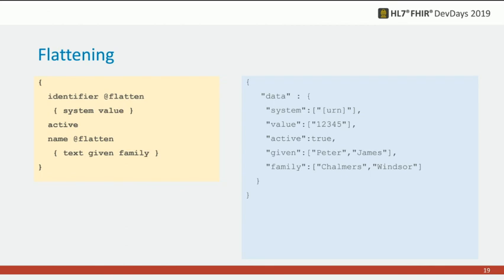Here's a case where we say, you know what? I know there's only going to be one identifier, so just flatten out the identifier. I don't have to walk into the identifier. And the name the same. I don't have to walk into the name, just flatten it. So instead of having identifier containing a system and a value, a name containing a given and a family, I just collapse them all together. So I didn't have to walk into those nodes.